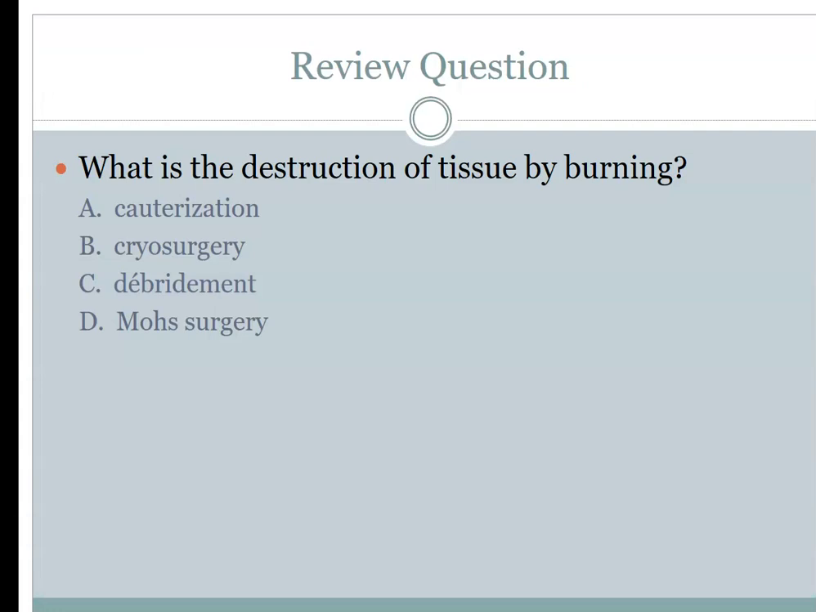Review question. What is the destruction of tissue by burning? A. Cauterization. B. Cryosurgery. C. Debridement. And D. Mohs surgery. I'll give you a little hint. If you think of your word parts, what means burning is cauter. So if we are burning the destruction of tissue, it would be A. Cauterization.